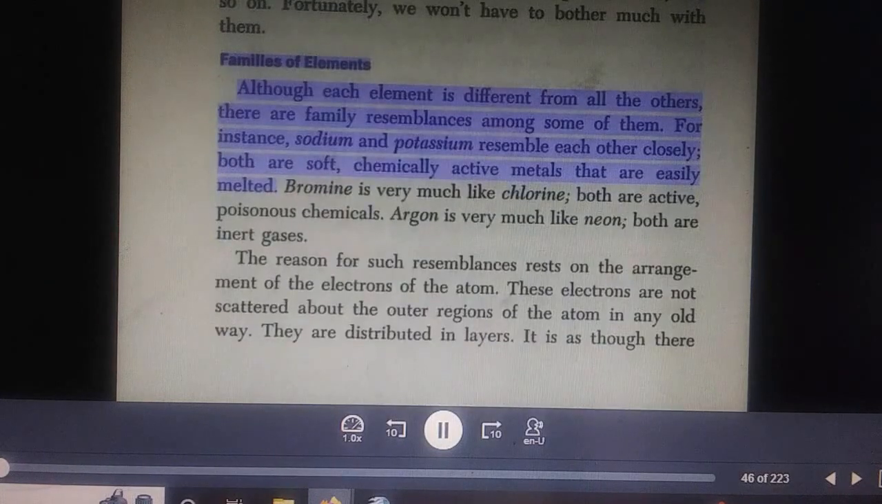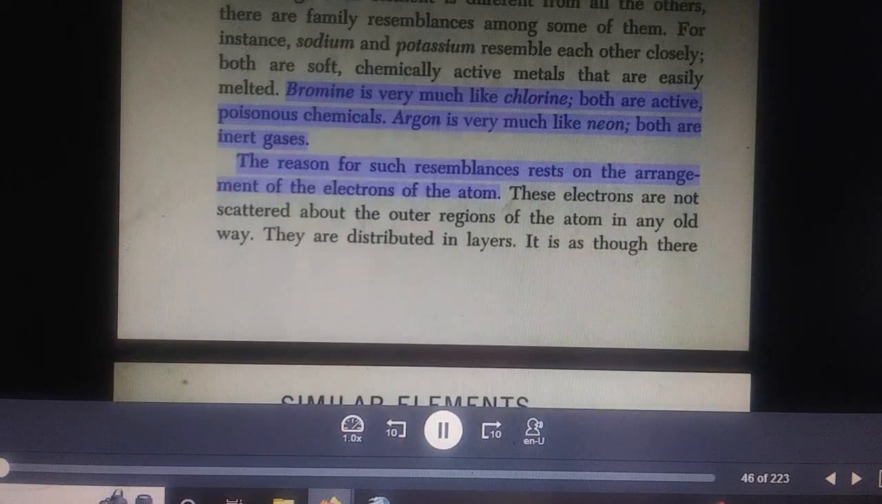Families of elements. Although each element is different from all the others, there are family resemblances among some of them. For instance, sodium and potassium resemble each other closely. Both are soft, chemically active metals that are easily melted. Bromine is very much like chlorine. Both are active, poisonous chemicals. Argon is very much like neon.